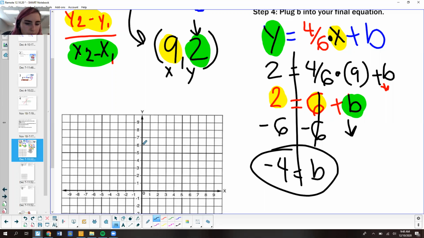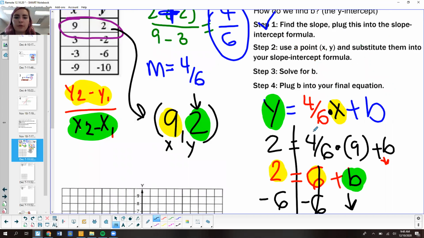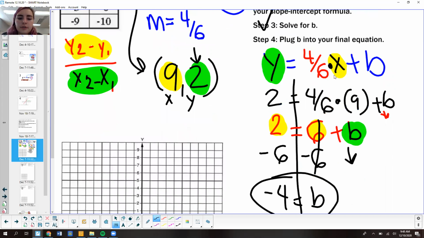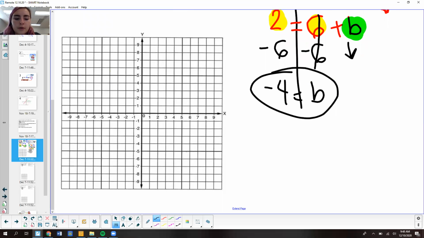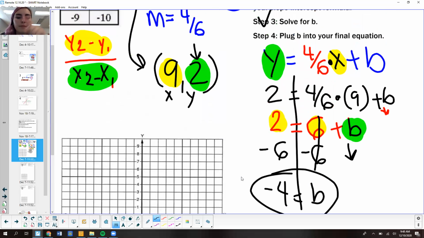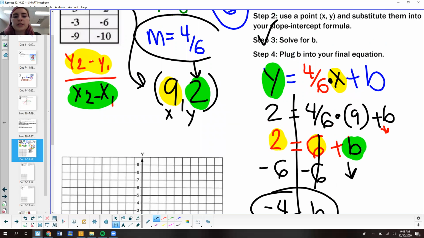All right, guys. So, good, Maya. You said negative 4. So then we solved for b. Sorry, just had to answer the phone. This says plug b into our final equation. So we've got our final equation. Remember, we're going to write it in y equals mx plus b format. Given what we know, b is negative 4, and m is 4/6.